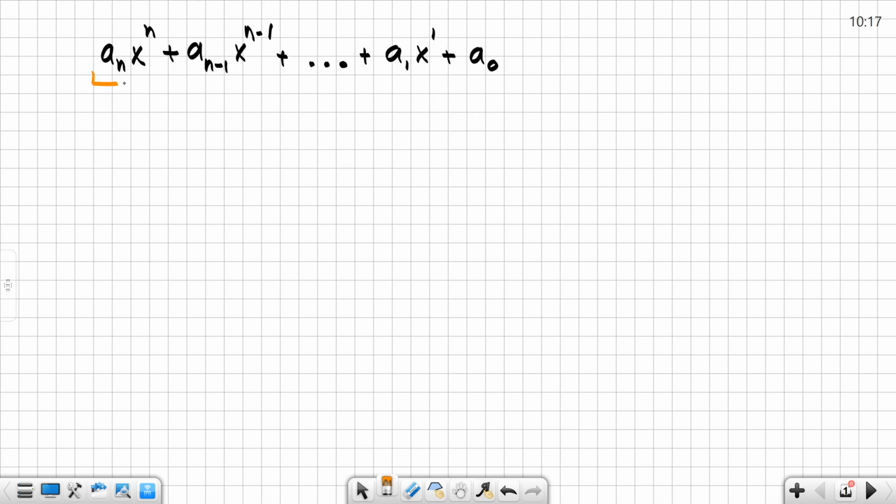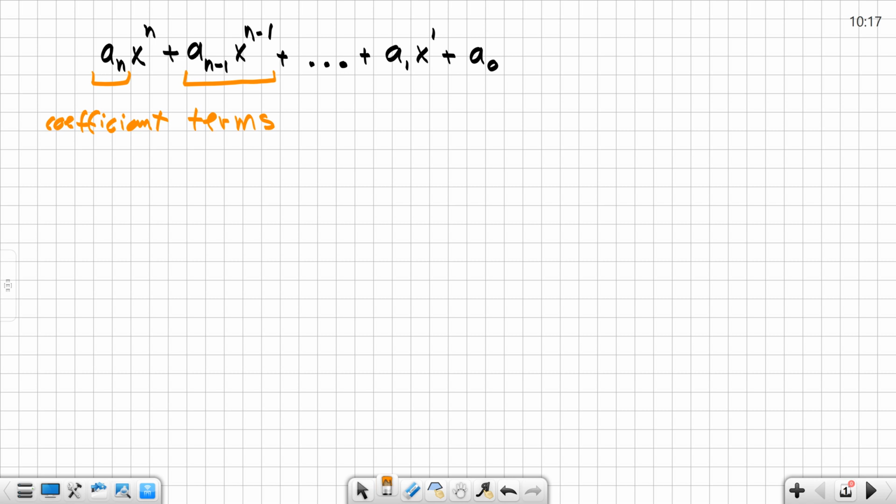So this number up front right here, this is just some number, and this is called the coefficient. The coefficient. And let's jump to the next one right here. All of this, everything between the addition signs, these are called terms. So each term has a coefficient.